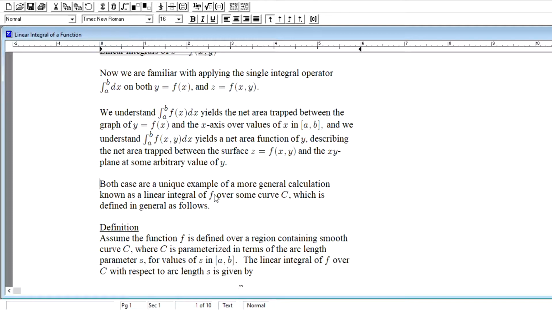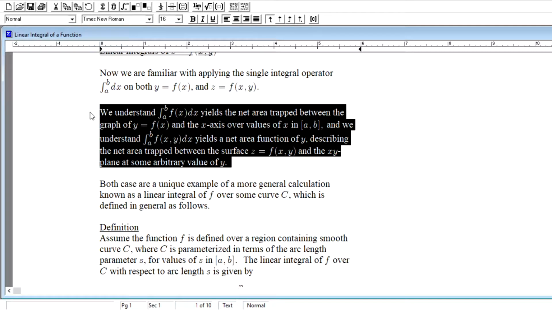In general, though, both cases are what we call a unique example of a more general calculation known as a linear integral of f over some curve c, right? Which is defined in general as follows.